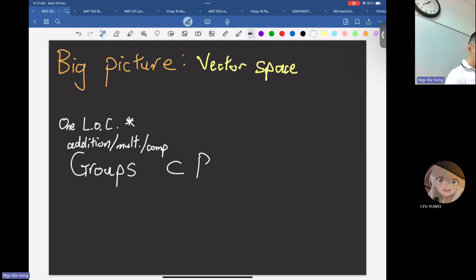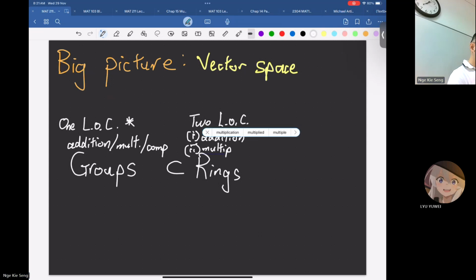But now we have rings. What's the difference between groups and rings? In rings, we have two LOC. The first we call addition, the second we call multiplication. So where does vector space fit inside this picture? Vector space actually fits in somewhere here.